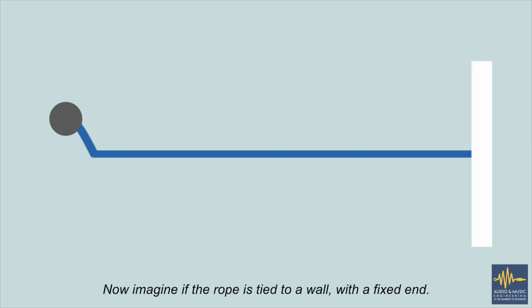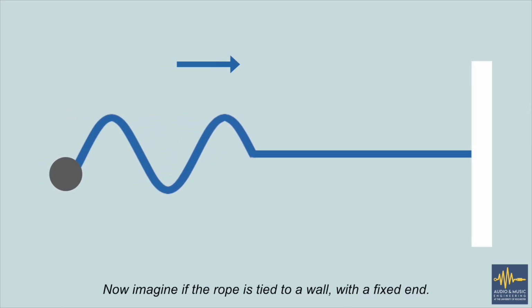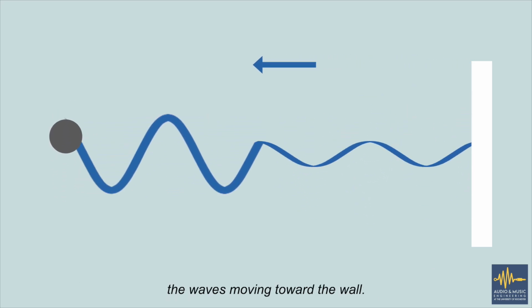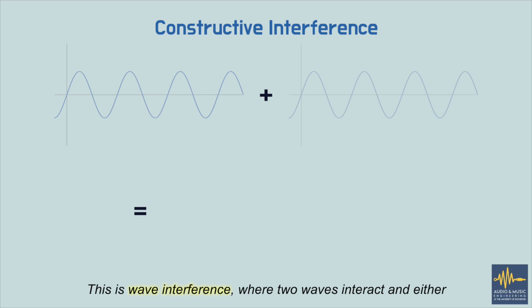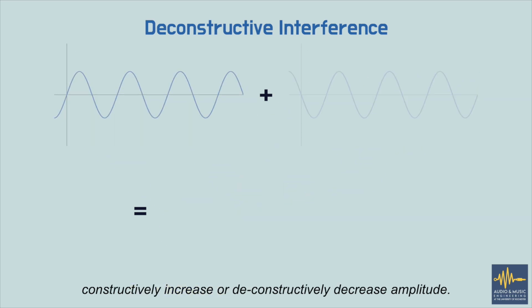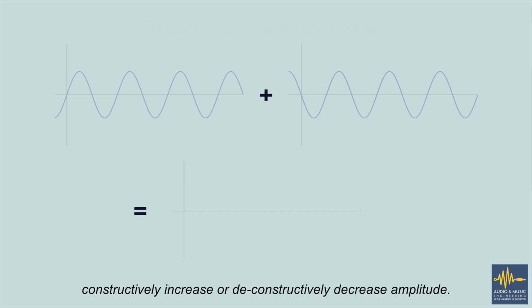Now imagine if the rope is tied to a wall with a fixed end. The wave reflected from the wall will come back and interfere with the waves moving toward the wall. This is wave interference, where two waves interact and either constructively increase or destructively decrease amplitude.